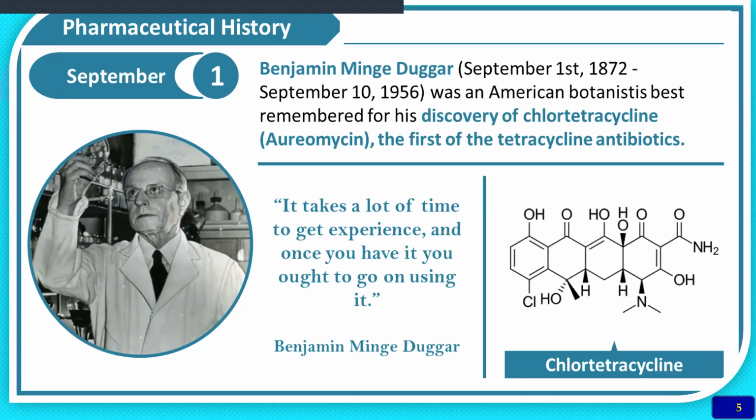He is basically an American botanist, remembered for the discovery of chlorotetracycline, also called aureomycin, the first tetracycline antibiotic. He said that it takes a lot of time to get experience, and once you have got it, you ought to go on using it. But experience should make man perfect. This is a famous sentence told by Benjamin Minge Duggar.